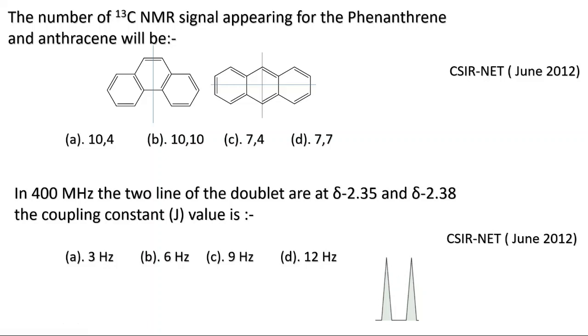How to calculate that coupling constant? Because these are in ppm and we have to calculate in hertz, since the options are given in hertz. How will we do that? Just subtract these two and multiply with the NMR frequency, that is 400 megahertz. If you do that, you will get 12 hertz. So option D will be the correct answer.